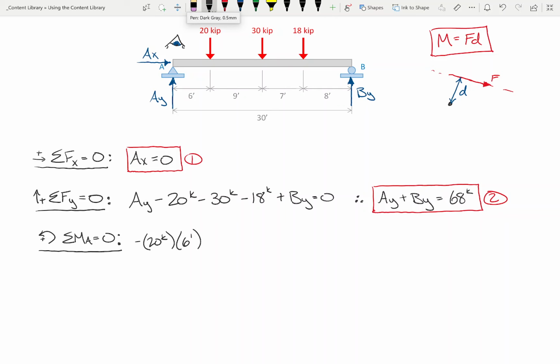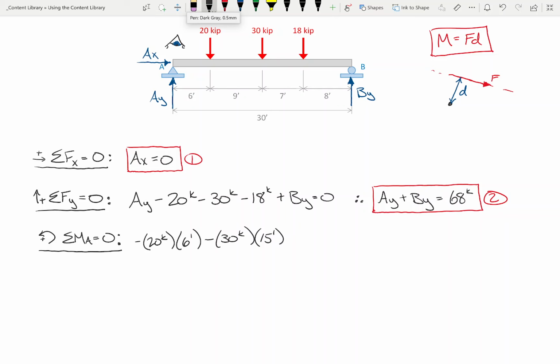Okay, let's keep going. Does the 30 kip generate moment? Which sign, positive or negative? Negative, okay. What is the moment arm going to be for the 30 kip load? 15 feet. It is not 9, okay? Because our eye is fixed at A. How far is the line of action of that 30 kips from A? It's 15 feet.